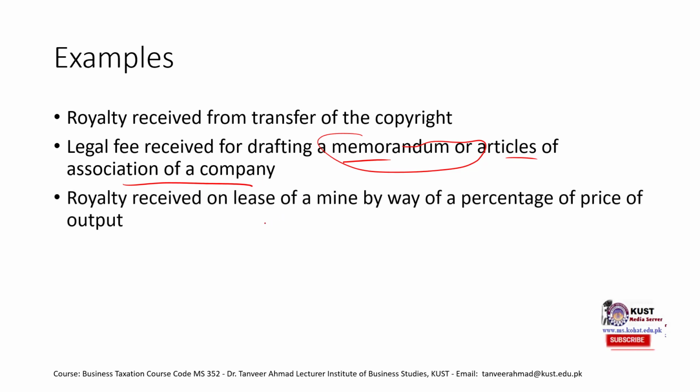Royalty received on the lease of a mine by way of percentage of price of output. So there are two ways that we can receive royalty. One, we surrender our right. The second, we would have a certain percentage in profit or percentage in output. So in this case, we are not completely surrendering the rights, but rather we are giving it for some time period or at a certain percentage. So the point is the rights are not surrendered. If rights are not surrendered, then the amount received would be a revenue received.